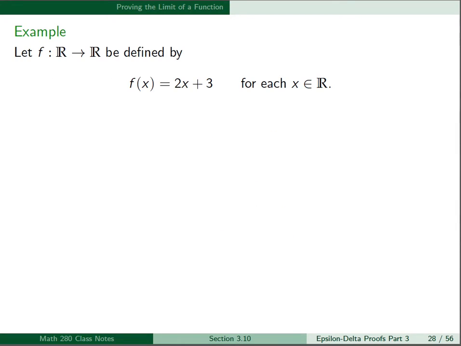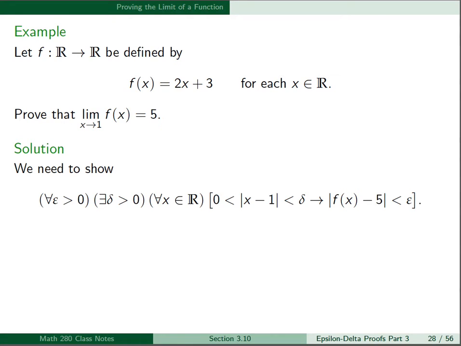So for an example, let's look at our function f from R to R defined by f of x equals 2x plus 3 for each x in R. So this is the linear function in the previous example. And we want to actually prove that the limit as x approaches 1 of f of x is equal to 5. So we need to show the symbolic form of our statement.